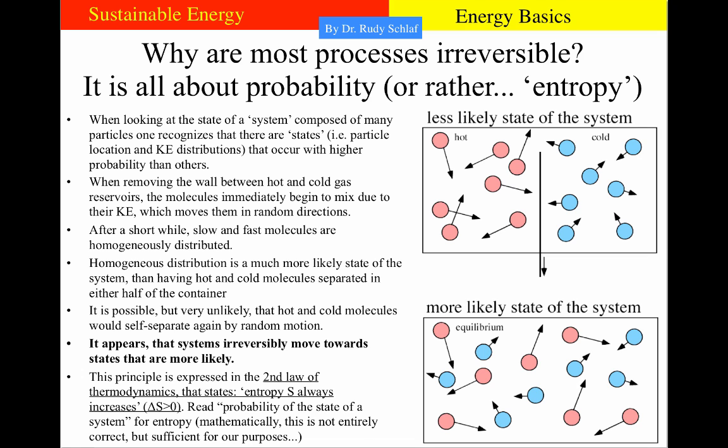And since it's very unlikely that they go from a likely state back to a less likely state, then we can say we have an irreversible change of the state of the system. So we go from this situation to this one, but we cannot go back. This principle is expressed in the second law of thermodynamics that states entropy S always increases. In short, delta S larger than zero. And so for all our purposes, we can interpret the word entropy just as probability of the state of a system. So we always go from a less likely state to a more likely state of the system.